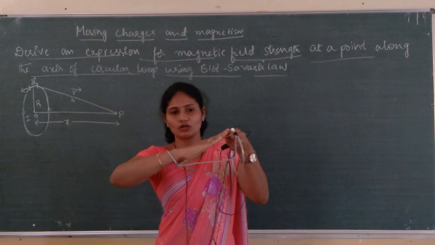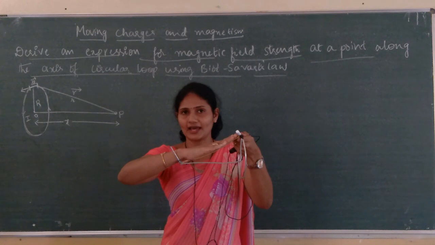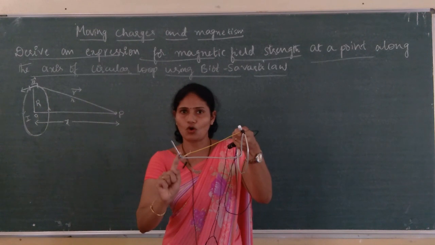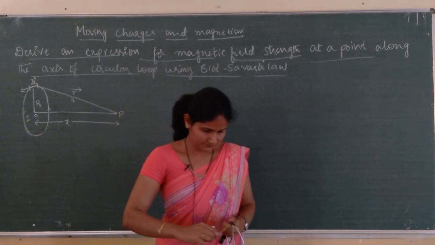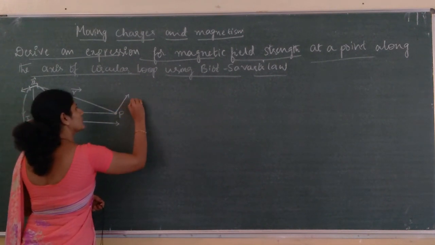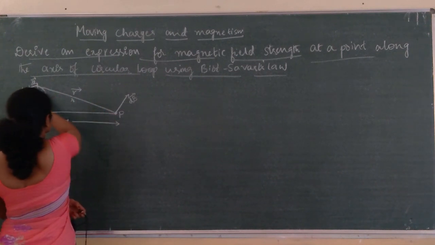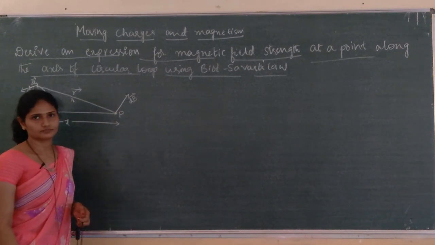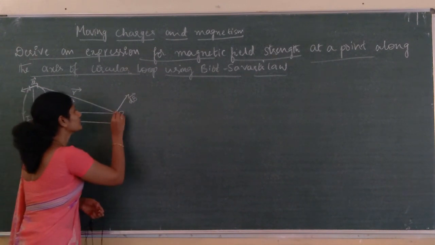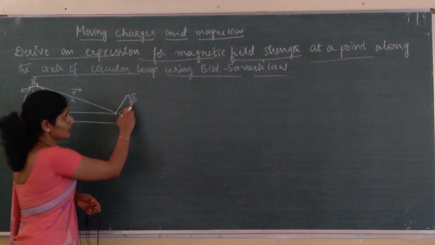So you just imagine that this is the plane containing the dl vector and r vector. The dB vector must be perpendicular to this plane. So this is the direction of the dB vector, perpendicular to r and perpendicular to dl, right? Now this is point P.